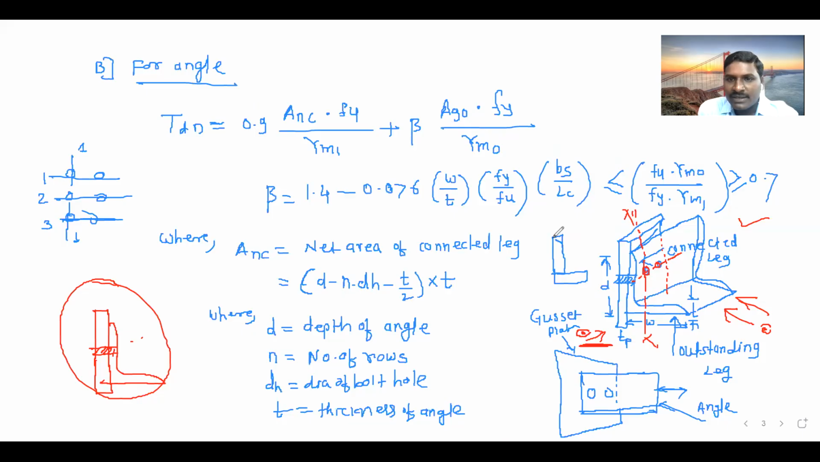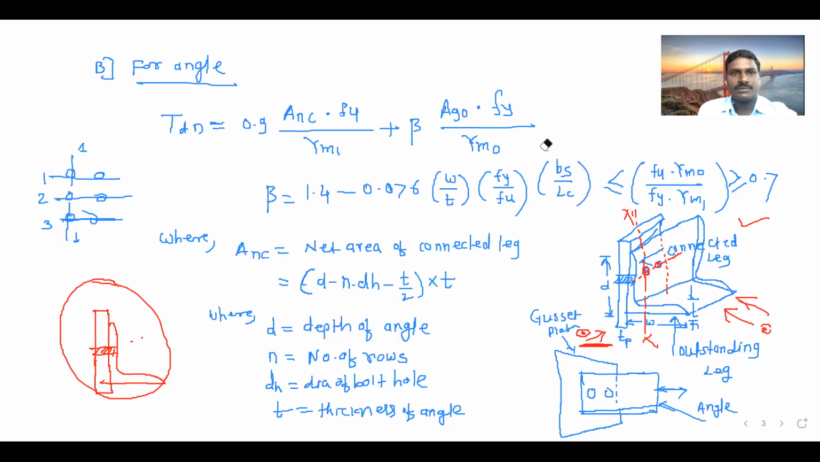Here curvature is there in this part. Have you seen in this problem? This curvature is there. So we have deducted this average thickness. Are you getting? Yes, sir. So I have the average thickness.